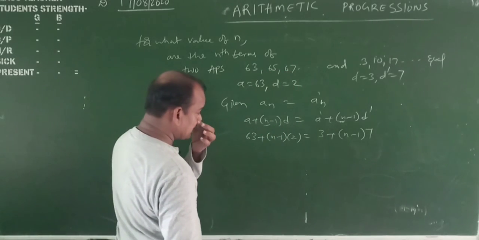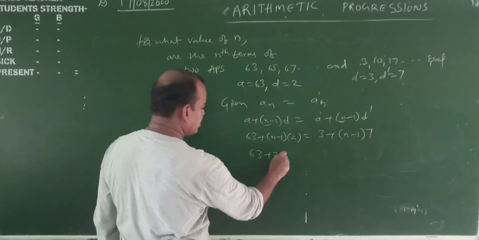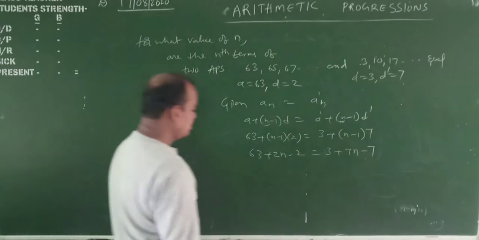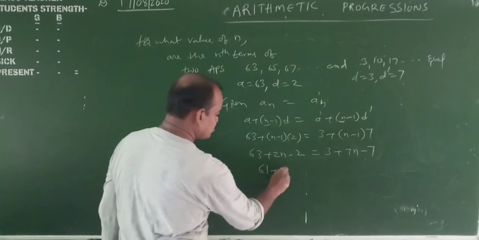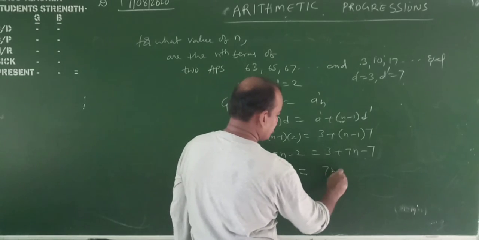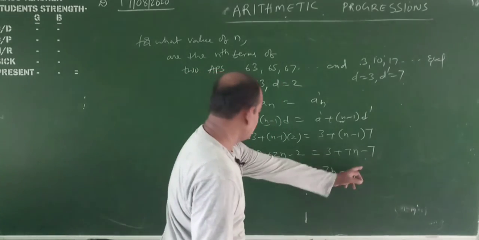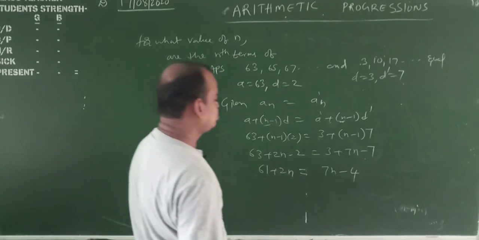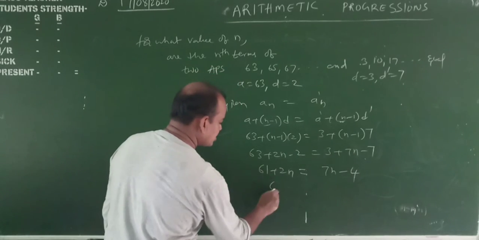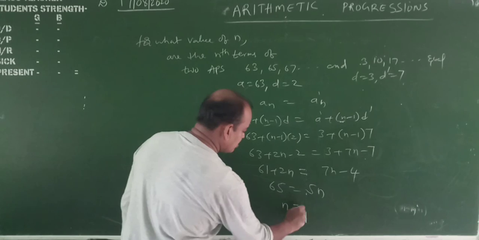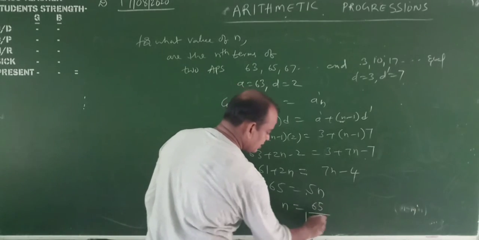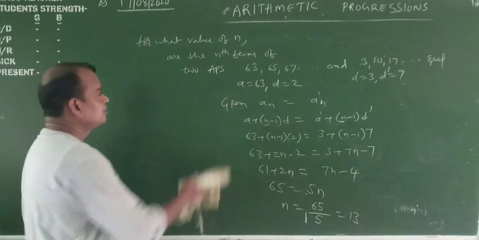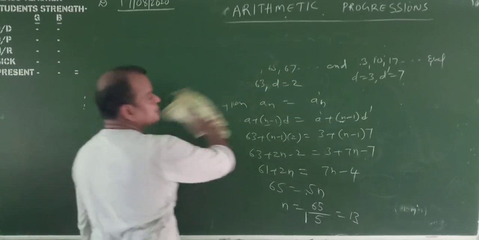Now 63 plus 2n minus 2 equals 3 plus 7n minus 7. 63 minus 2 means 61 plus 2n is equal to 7n minus 4. Taking this side and that side, 7n minus 2n. 61 plus 4 is 65, equal to 5n. n is equal to 65 by 5, that equals 13. 13 times 5 is 65. n equals 13, my dear students. In this way we will do the problems.